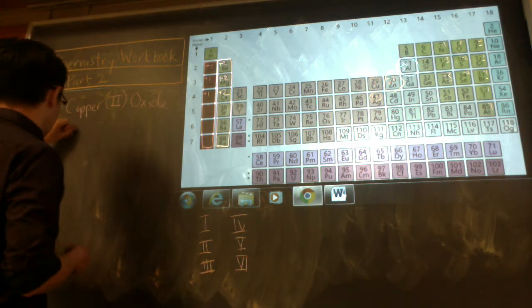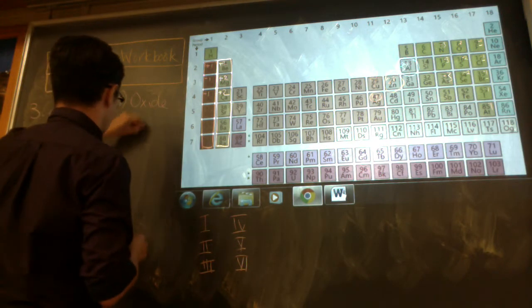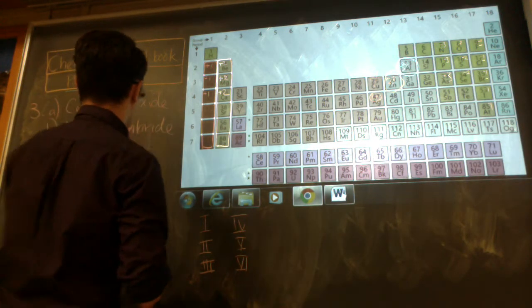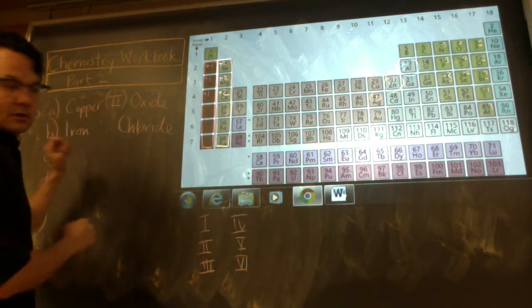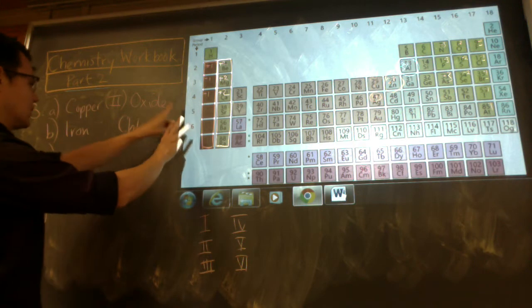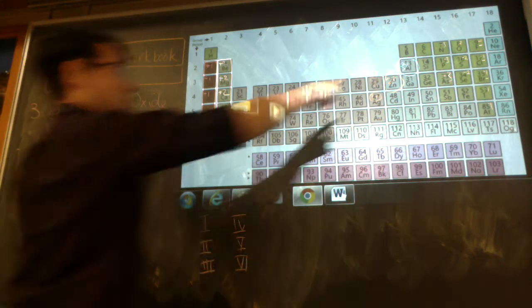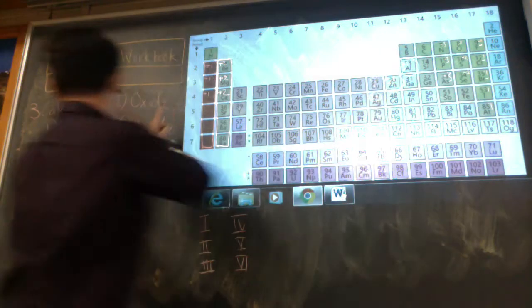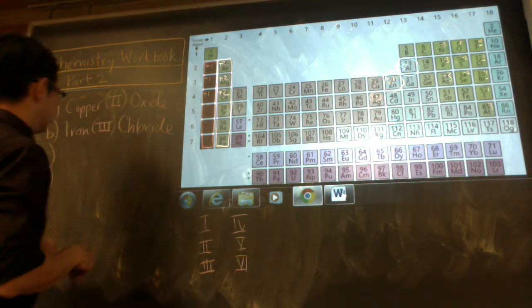FeCl3. Iron is Fe. Chloride. All right, so I'm going to use the fingers again here. So iron, FeCl3. So the 1 goes up here, the 3 goes over here. If chlorine is 1, then it's iron 3. Chlorine is 1, so that's correct. Iron 3.